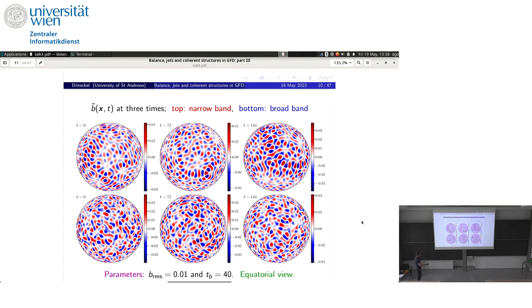This is a view from the equator. In fact, almost all the images I'll show are from the equator. I should have probably included a few from the pole, but the pole just shows circular patterns, which you'll see in some of the jets later on. I probably should have put them in just for fun, but we're mainly going to look at equatorial views.